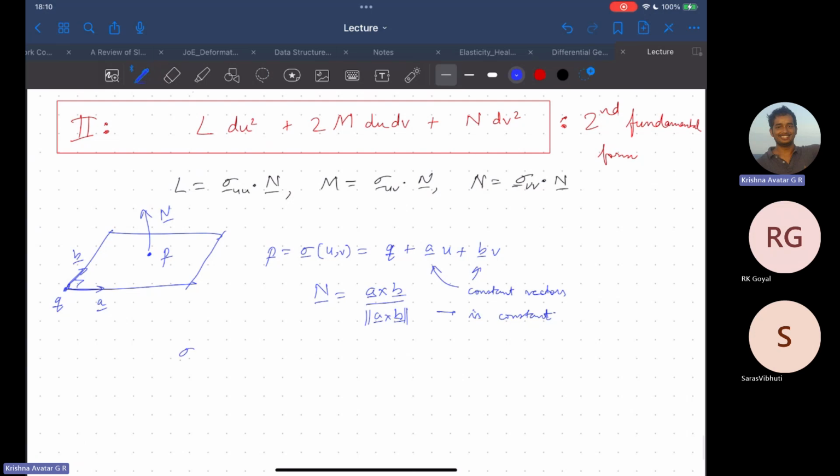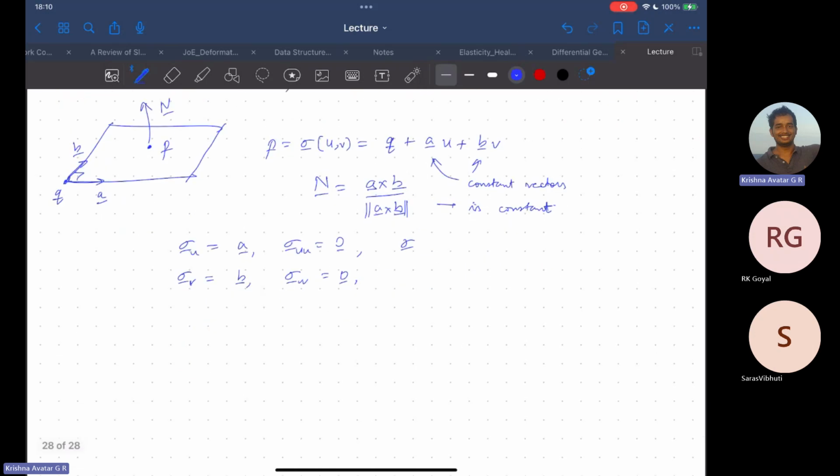Now, when we take a look at sigma u, this gives us A vector. Sigma u is equal to A vector. Likewise, sigma v is equal to B vector. And then sigma vv is equal to 0 vector. And the cross derivative, or the mixed derivative as we call it, sigma uv is equal to 0 vector. So which means that we can see that L, which is sigma uu dot n, is equal to 0. Likewise, M and N are also 0.